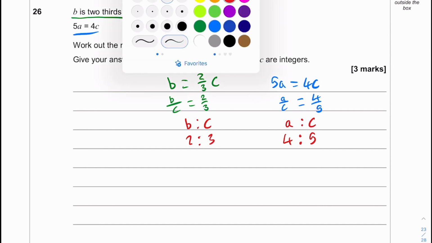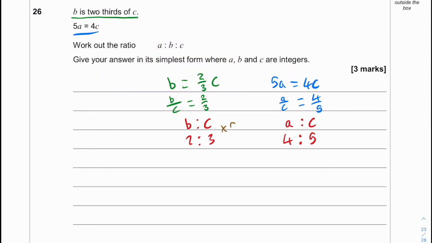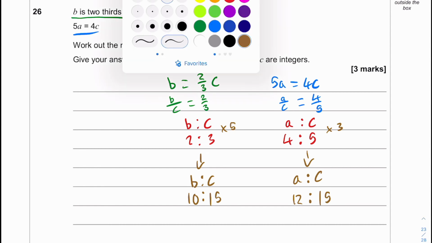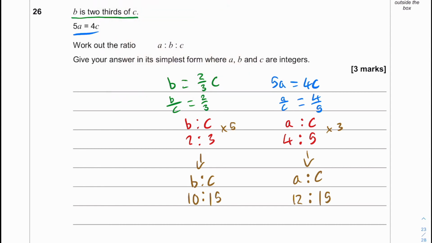So the way that we can do this is we can multiply this ratio by 5 and multiply this ratio by 3, and when we do that, we get b to c is now equal to 10 to 15, and a to c is now equal to 12 to 15 as well. What we can then do is equate all three ratios together, so we can have a to b to c, and we can do this because c is now the same value in both ratios.